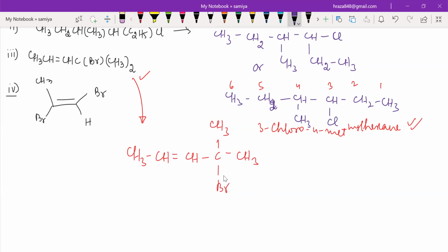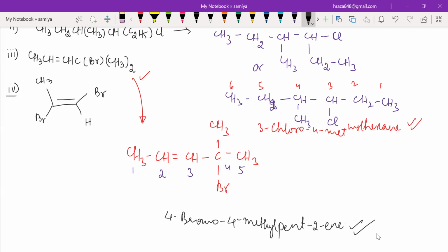So whenever bromine is here, we will treat this as a substituent. We will give preference to the double bond. So 1, 2, 3, 4, 5. If you number from the right, the double bond will not get the lowest position. That's why we number from the left side, left to right, so that the double bond will get the lowest position. So the name will be 4-bromo, 4-methyl, pent-2-ene. Is that clear?